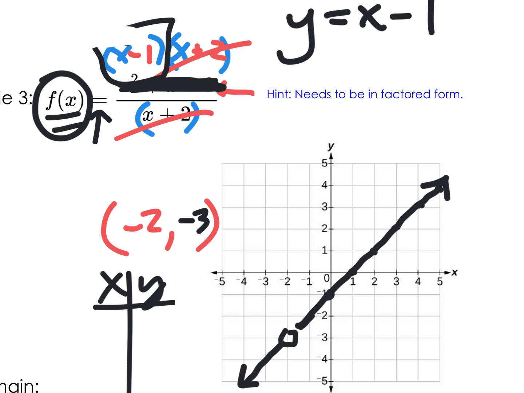So that's what a hole looks like. It's just an empty spot in the graph. Everything else is going along just fine. There's an empty spot. That's totally different than an asymptote. An asymptote would have been a dotted line like this, and it would have acted different on the other sides of the line.